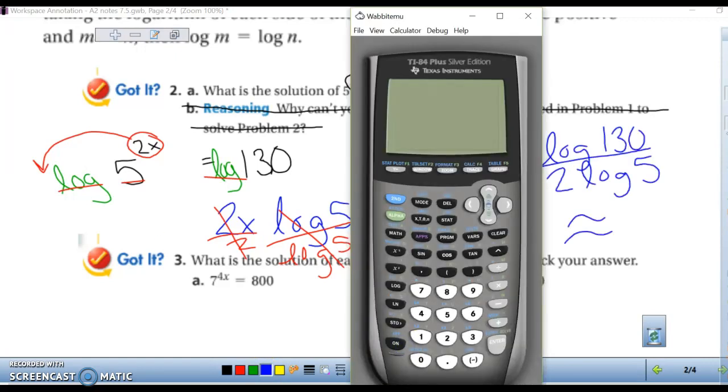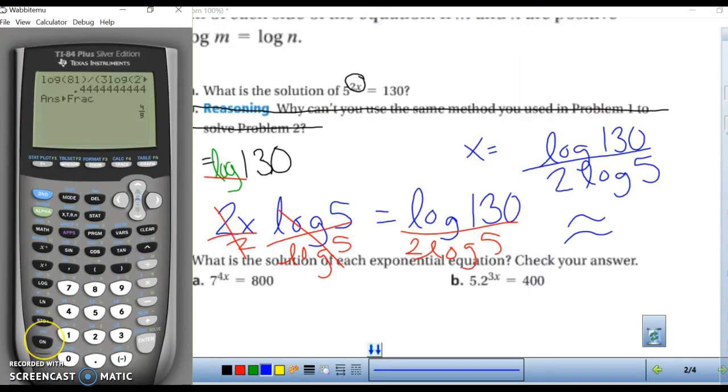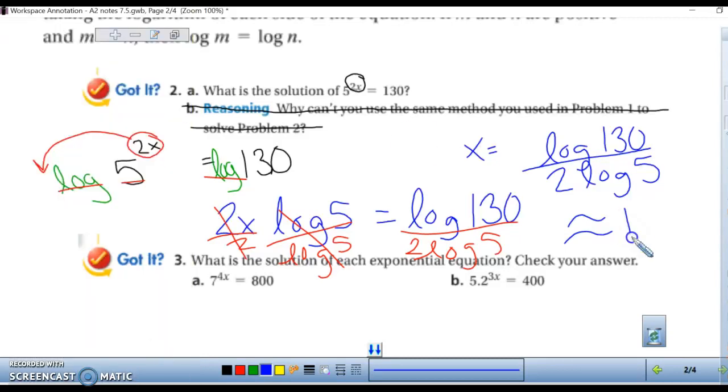So let's plug that into our calculator. Anyways, so log 130, not log 13, log 130, divided by 2 times log of 5. Make sure you close those parentheses off, and you get an answer of about 1.51.